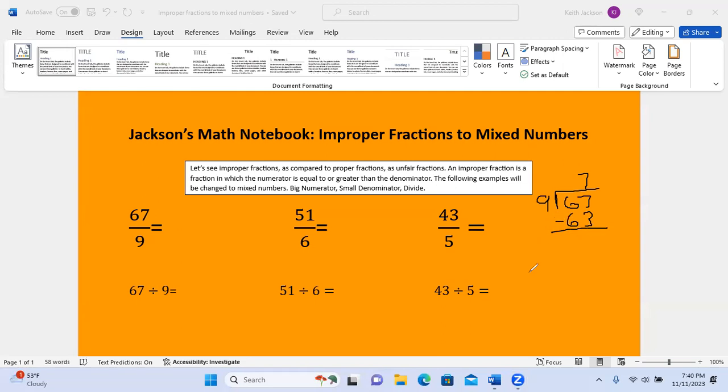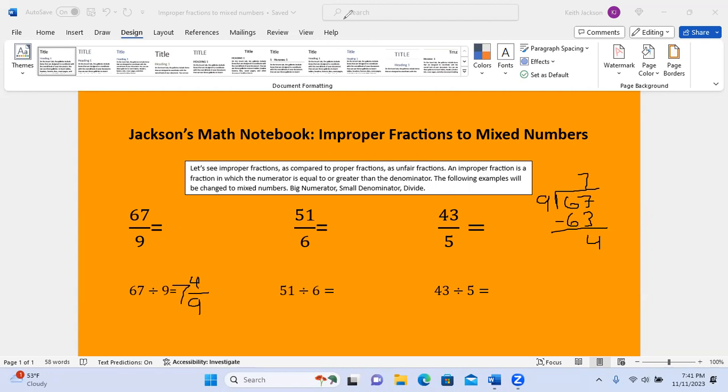And as you can see right here, and I'll make this look more like a 7 by putting that line there, 67 minus 63 will give us 4. Okay, and so from this example, we will see that the 7 is our whole number, and this 4 is our remainder, and remainders are actually numerators, and the 9 stays in the denominator position. And so as you can see, 67 ninths is actually equal to 7 4 ninths.